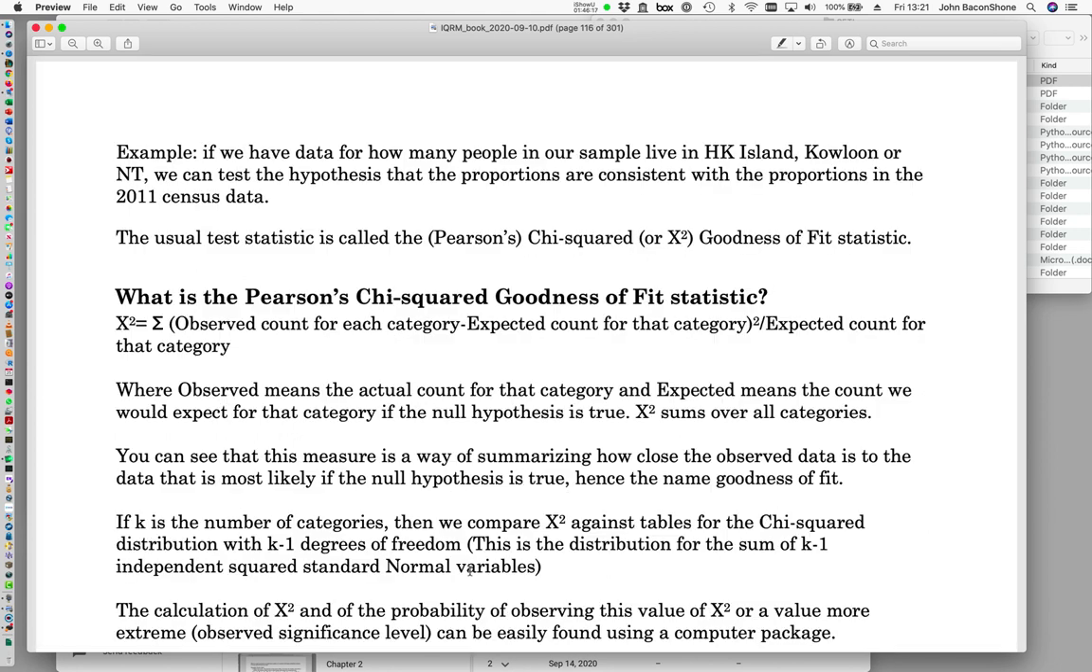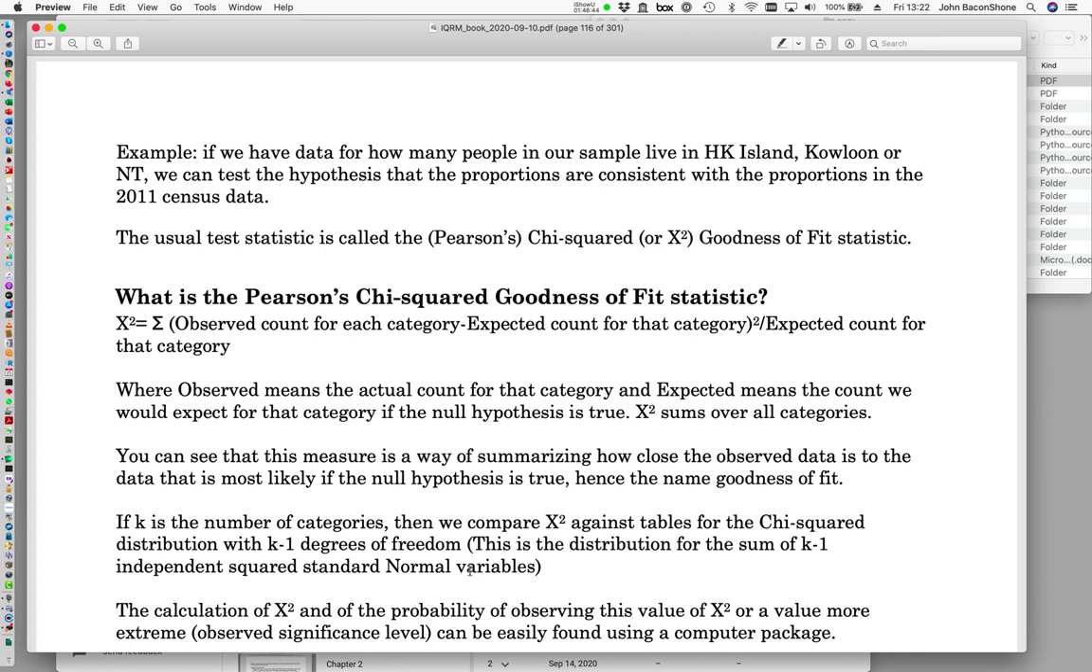So for example, very simple case, if we have data for how many people in our sample live on Hong Kong Island, Kowloon or New Territories, and we want to test the hypotheses whether the proportions in our sample match the proportions in the census data. Okay? So that would be a way of checking whether our sample is representative in terms of where the people live.